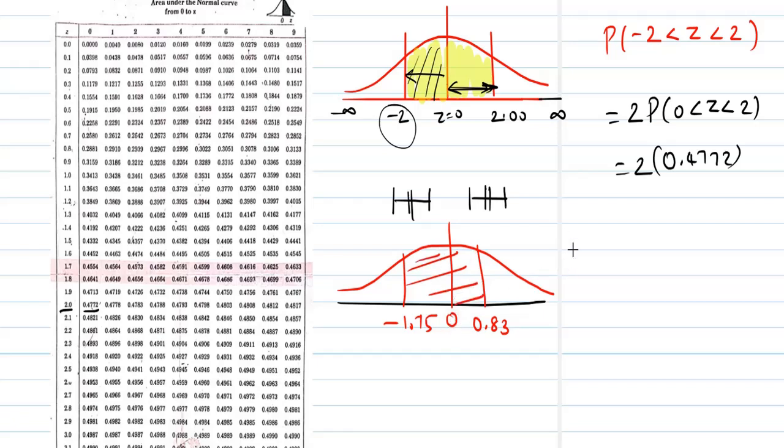This is my 0, so I split it into two portions, 1 and 2. What is this second portion? Probability of 0 less than z less than 0.83. And what is the first portion? It is probability of minus 1.75 less than z less than 0. So when I add both the areas, I will get the required area.